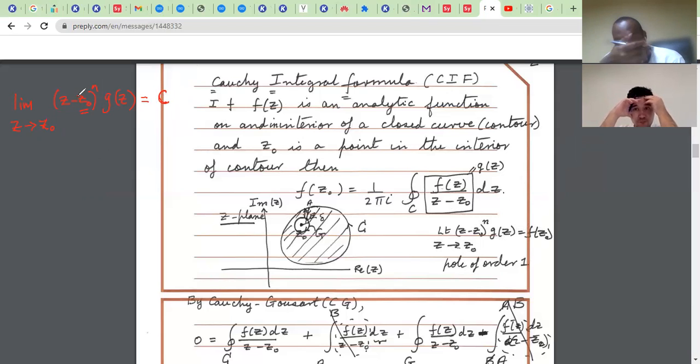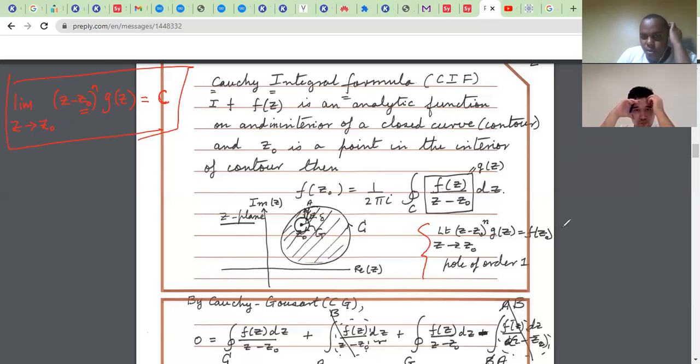About poles of order n, we said that if n equals 1, then it's a simple pole. So that is the formula they brought in. That is what they used to come up with the Cauchy integral formula. The constant C becomes your f of z naught.